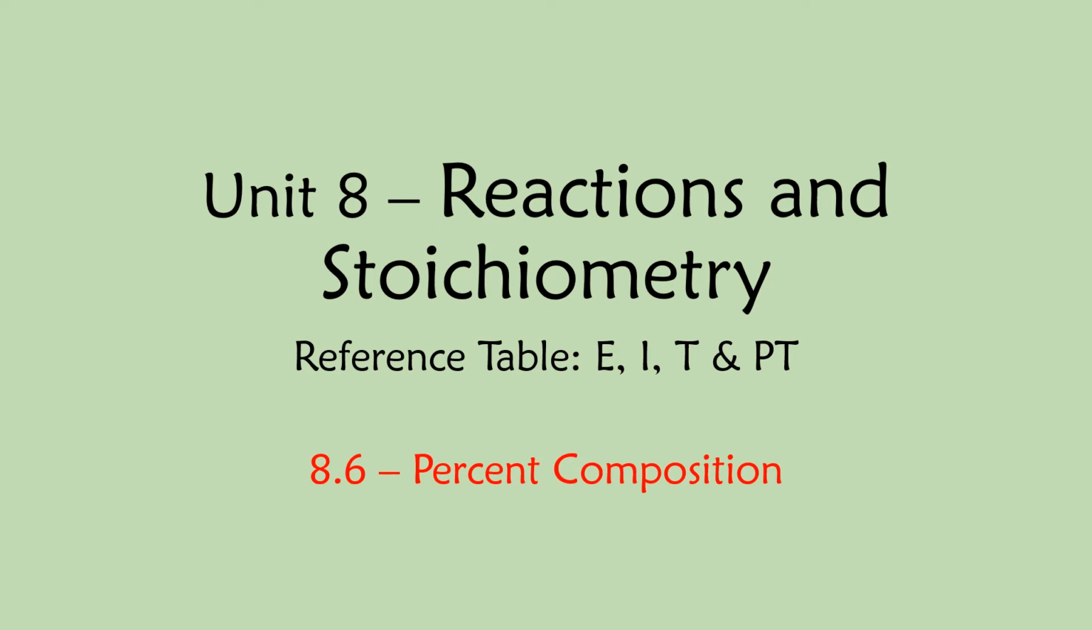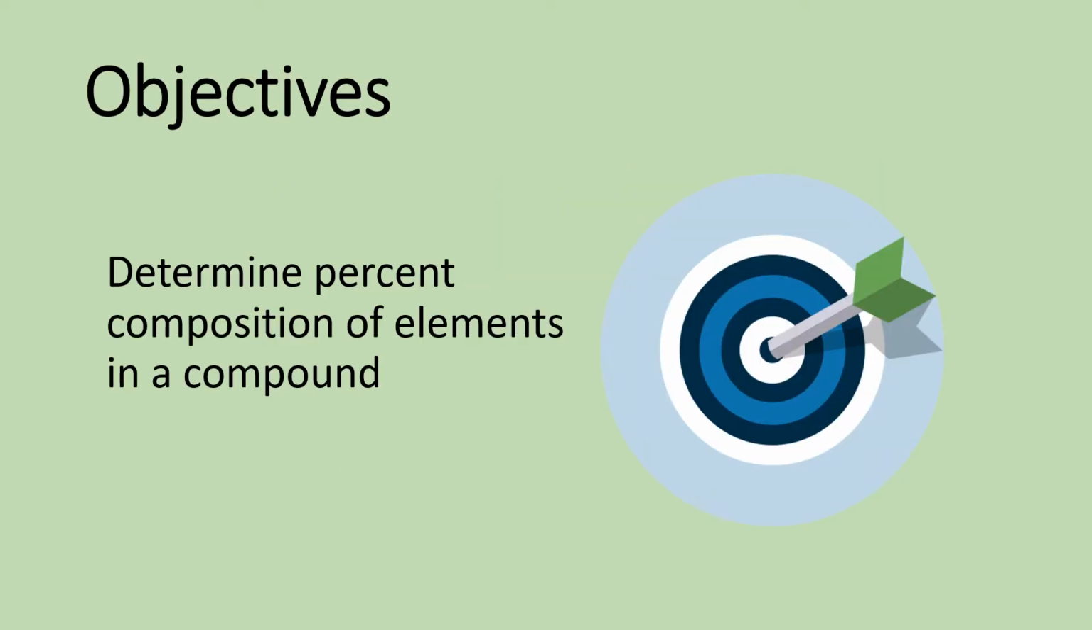Hello everybody and welcome back to Unit 8 of Regents Chemistry where we are talking about reactions and stoichiometry. Today we'll talk about the last part of this chapter, which is about percent composition. And you guys will basically just learn how to determine the percent composition of different elements in a compound.